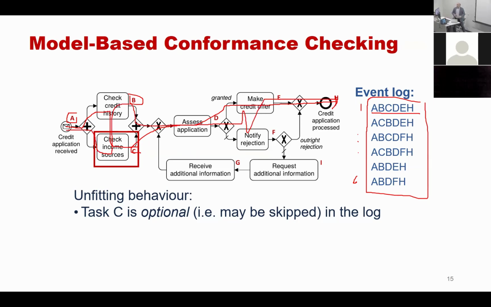So conformance checking means that I give you a process model like that one, and I give you an event log, which denotes a number of executions of the process, and the tool will tell you what it is that you see in the log that you don't see in the model. We call that sometimes unfitting behavior. For example, task C is optional, i.e. it may be skipped in the log.